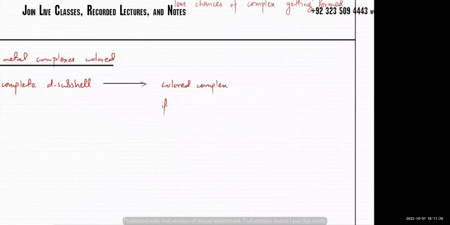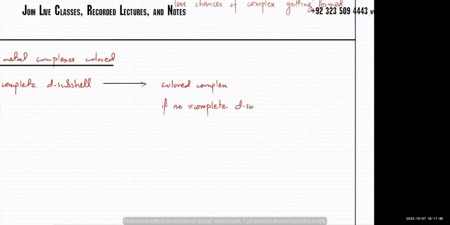So incomplete d subshell just represents what the electronic configuration is like, meaning it can gain electrons. Let me tell you, d can be 5 or 6 or 7. You can't have d10.